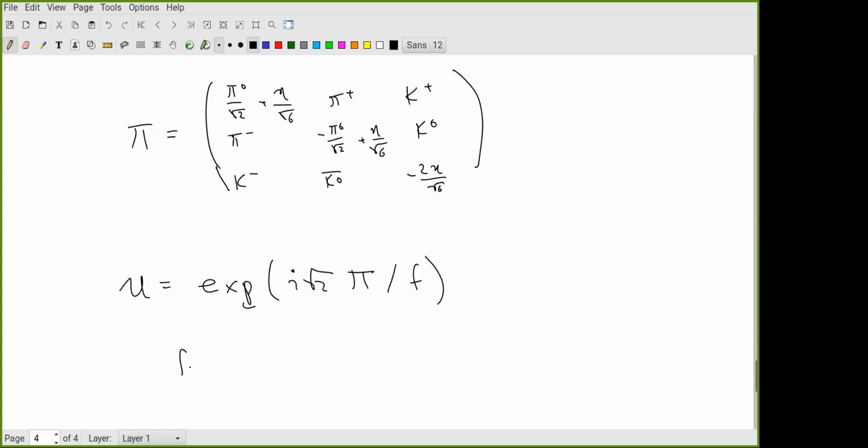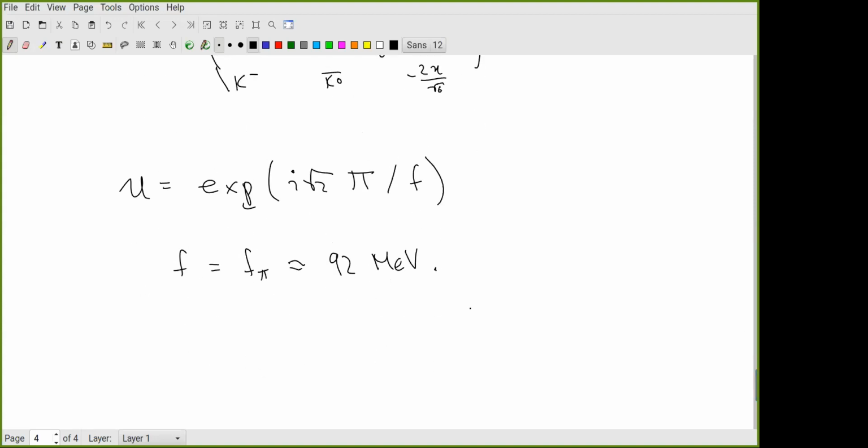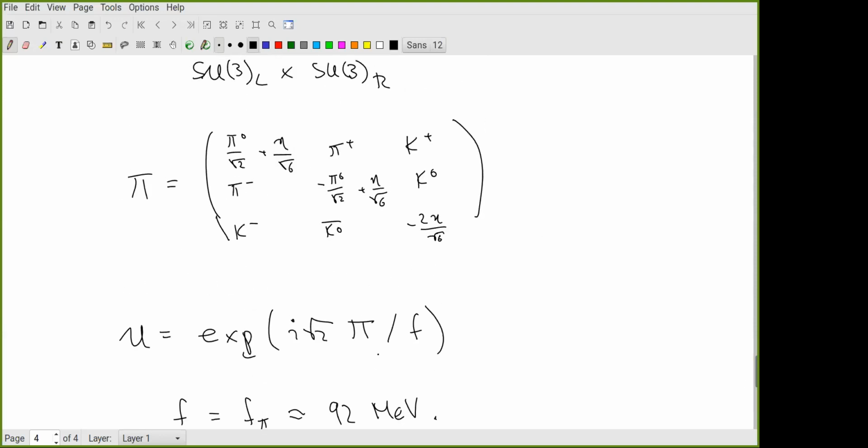And this f you can identify by calculating, let's say, a kaon decay from this Lagrangian. Or pion decay, you can identify it with the pion decay constant. So that's a parameter that you can measure, and it has the value of about 92 MeV. So that's experimentally determined. And you see that's actually the only parameter that appears in this parameterization.